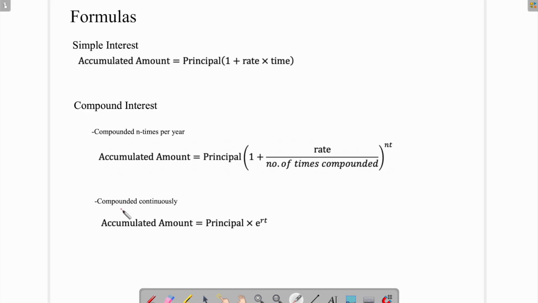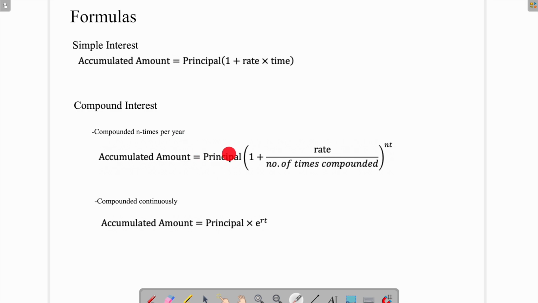So you can think of it as every single second, every single moment of the day, your interest is being compounded. Obviously, in a real world example, you're not going to really be seeing that number change every single second, but it does occur. So at every single moment, it's compounded, and therefore we use a different formula.